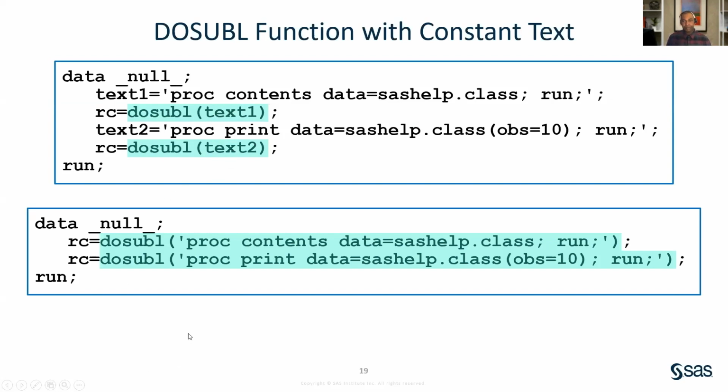In the next example, I literally put as the argument a text string, which looks like two PROC steps, PROC CONTENTS and a PROC PRINT. So the point is, I don't necessarily have to assign these strings to other variables like text1 and text2. I can just use that as my argument. Not a problem.